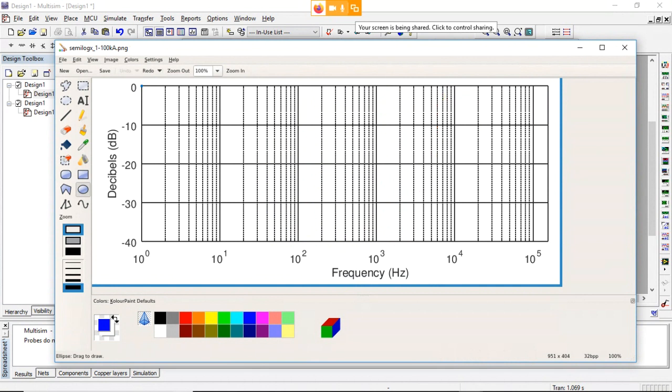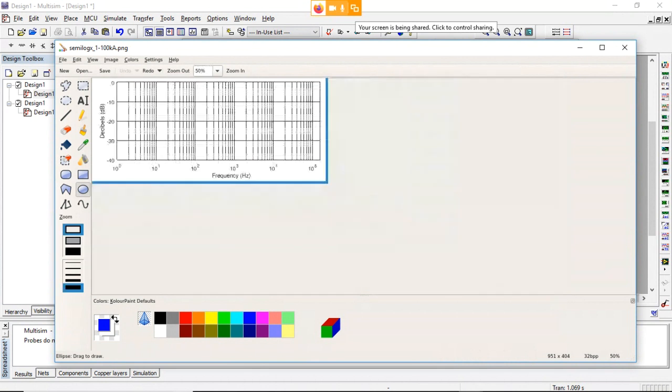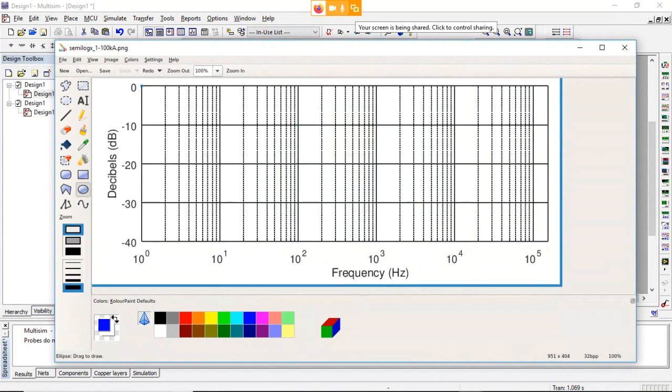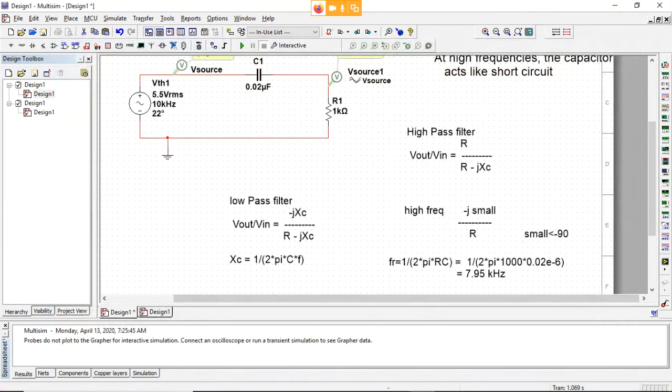I should have made a copy of this before I started drawing on it. But if we wanted to look at phase angles now, we need to go back to the circuit, and we were doing a high pass. The original question was the high pass filter.